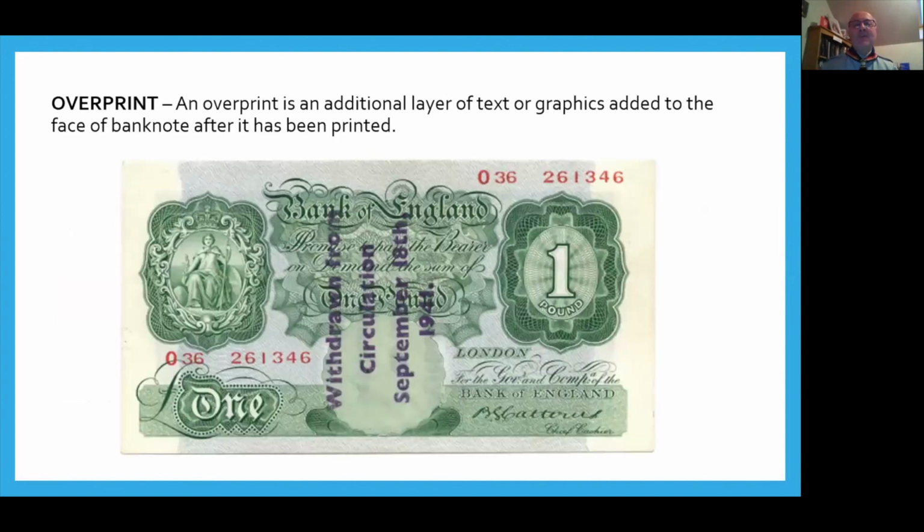Then you've got some notes and an overprint. Pastor NJ found this for me. There's the old Bank of England £1, but can you see the overprint withdrawn from circulation? So that's just what an overprint is.